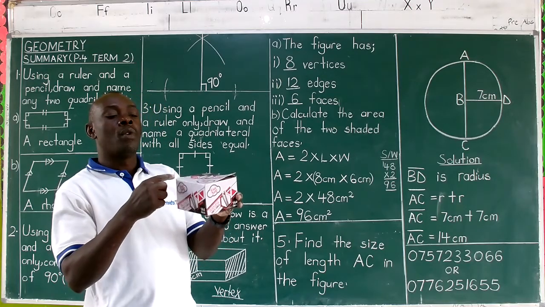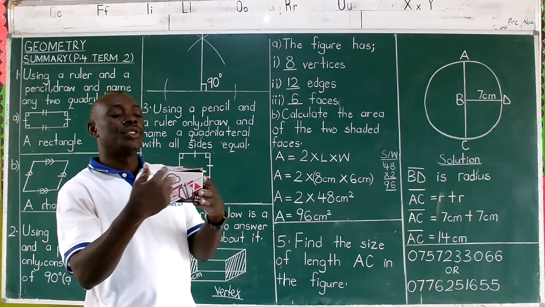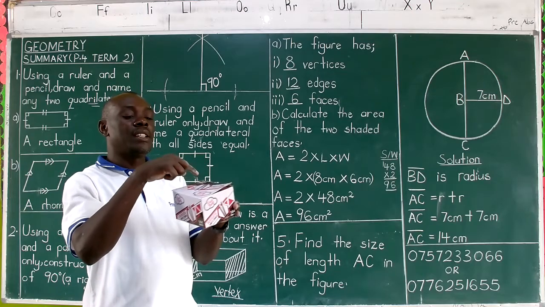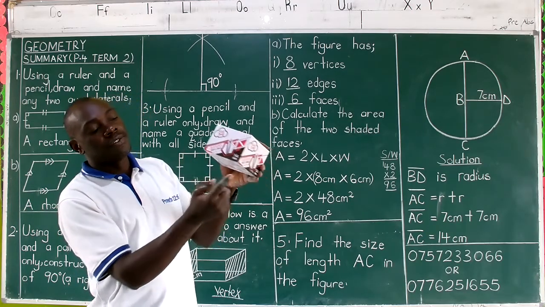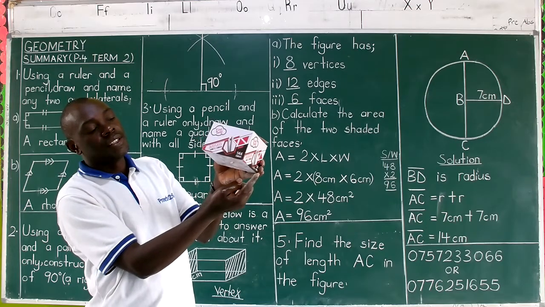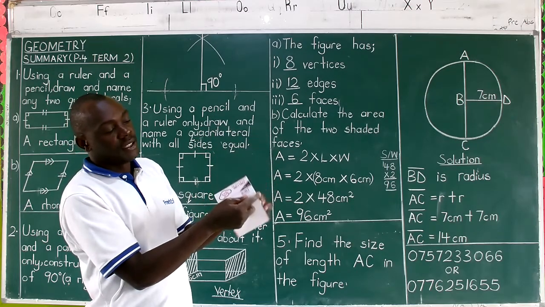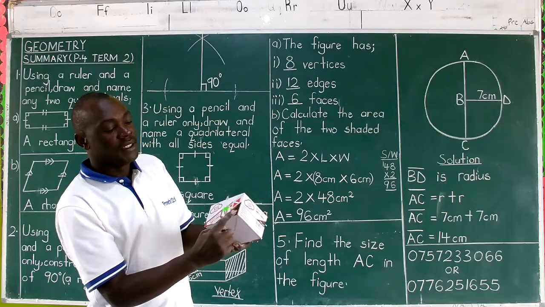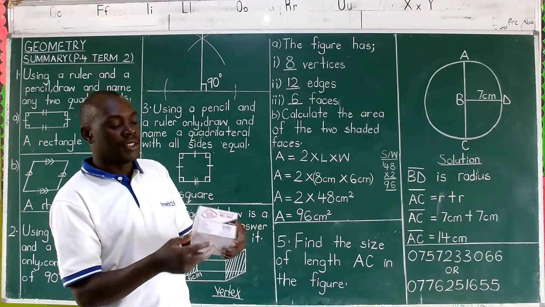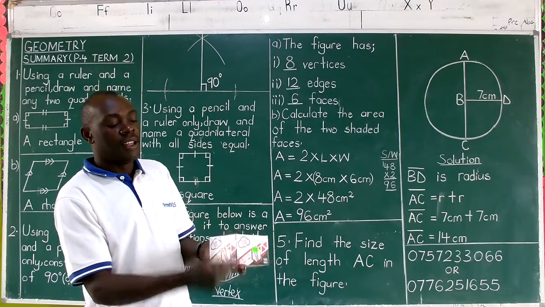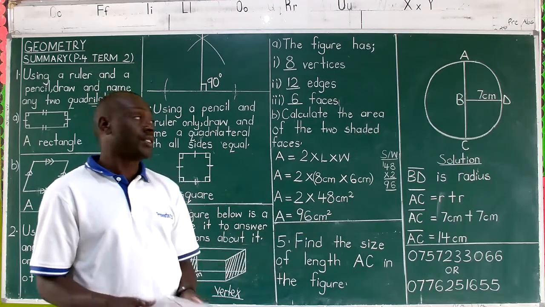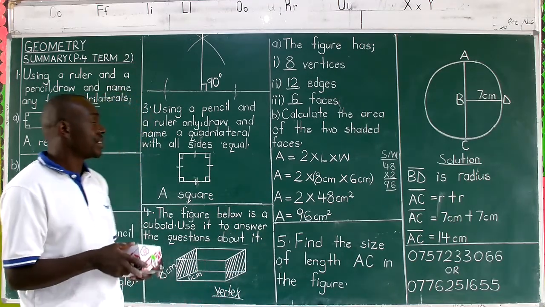Let's count the edges and see. I've got 1, 2, 3, 4. Let's go down. 5, 6, 7, 8. Let's go to the sides. 9, 10, 11, 12 edges. So it has got 12 edges.